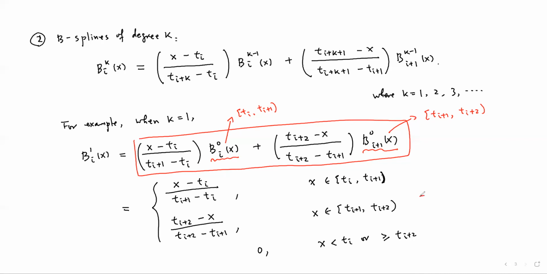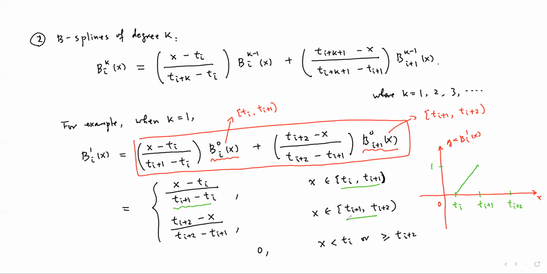Let me plot the graph of BI1. The x-axis, and the y-axis is the function value BI1. Suppose TI here, TI plus 1 here, TI plus 2 here. Over this interval, the function is a linear function. When x is TI plus 1, the function value is 1, suppose the height is 1. When x is TI, the function value is 0. So it is a line joining these two points. This is the graph of BI1 over this interval.